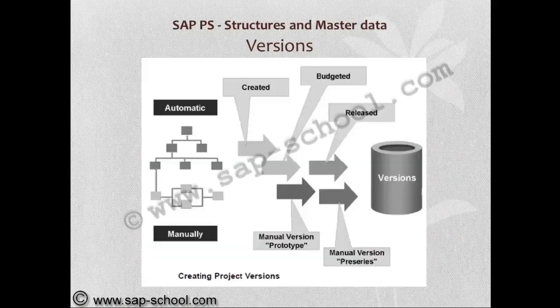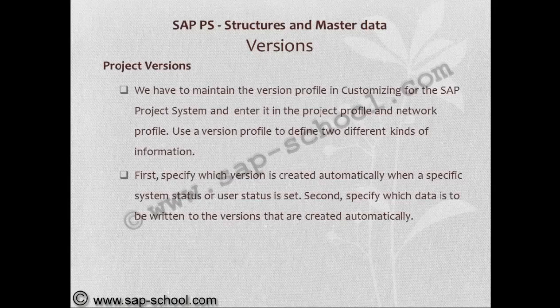So for either manual or automatic creation of the project versions, you see the statuses, whether the project is created, budgeted or released. Based upon this status we can trigger the system to create automatic versions, prototype or pre-series, and manual versions we can also create. We have to maintain the version profile in customizing for the SAP Project System and enter it in the project profile and network profile.